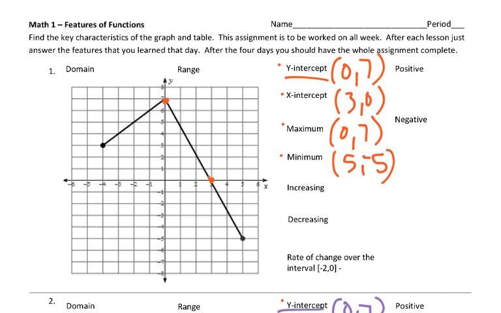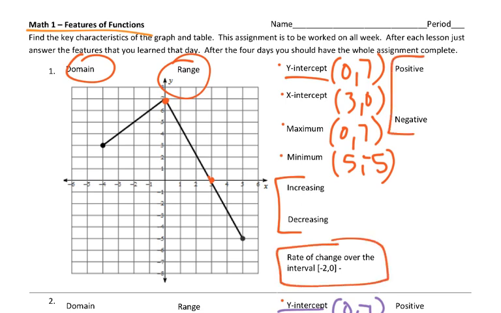There is the first day of doing this. Now, don't throw this away. Don't turn it in yet. You've still got domain, range, increasing, decreasing, positive, negative, and rate of change. And also, I didn't write it on here, but we'll get end behavior in too. Okay? So, there we go.